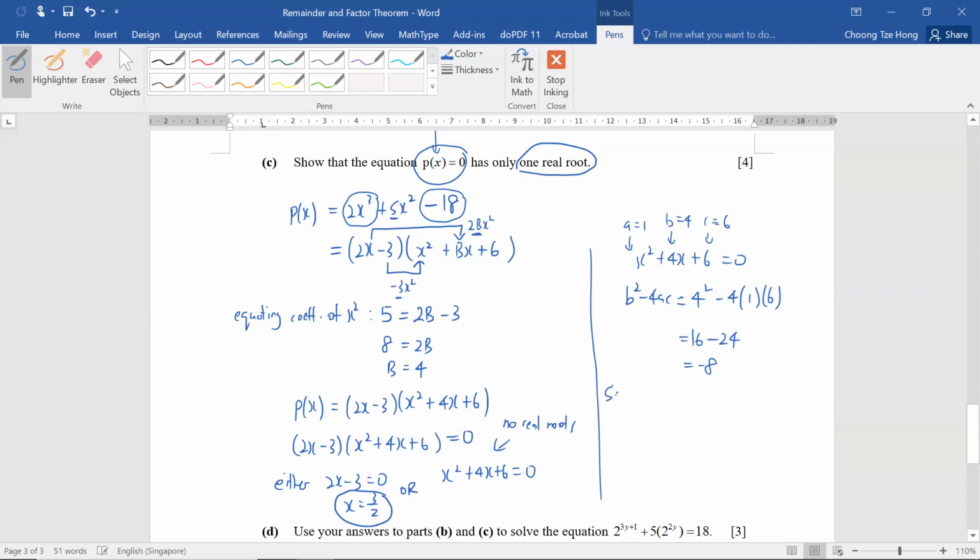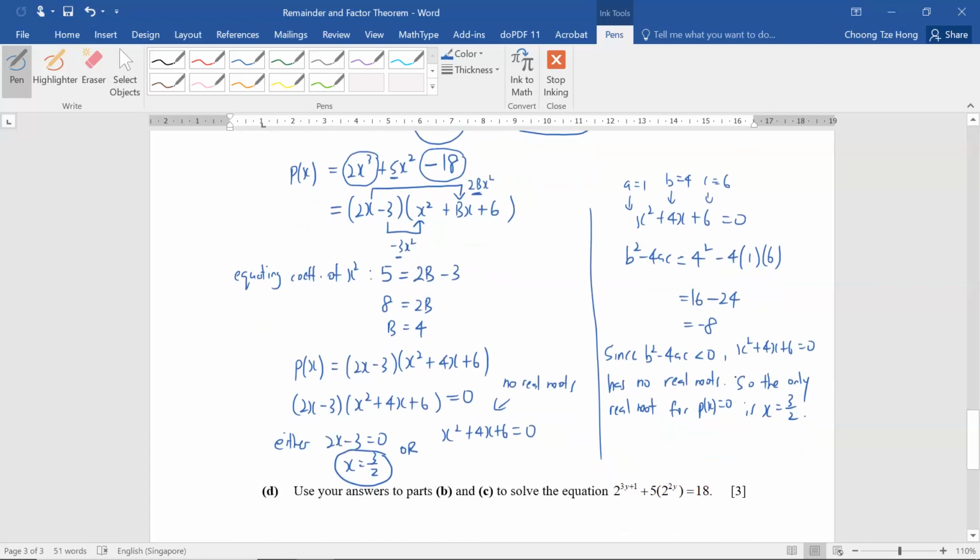So there's only one real root, which is x equals to 3 over 2. So the only real root for p(x) equals to 0 is x equals to 3 over 2. Okay, so x equals to 3 over 2 is the only real root, right? Because the quadratic part of the equation has no real roots.